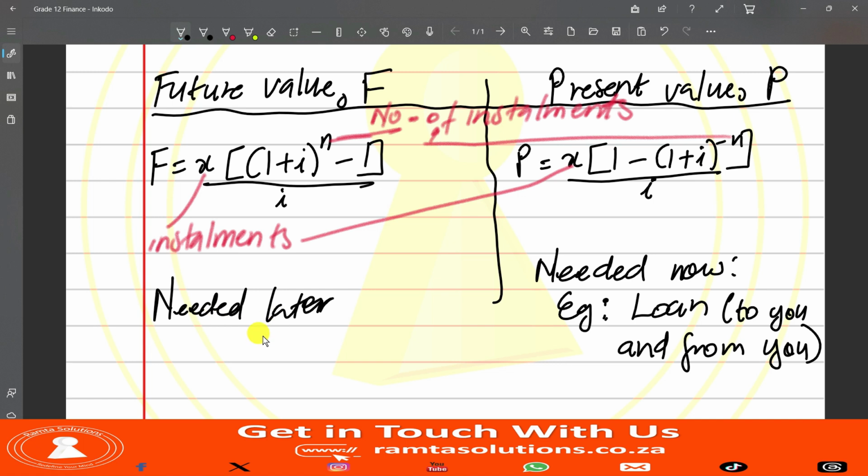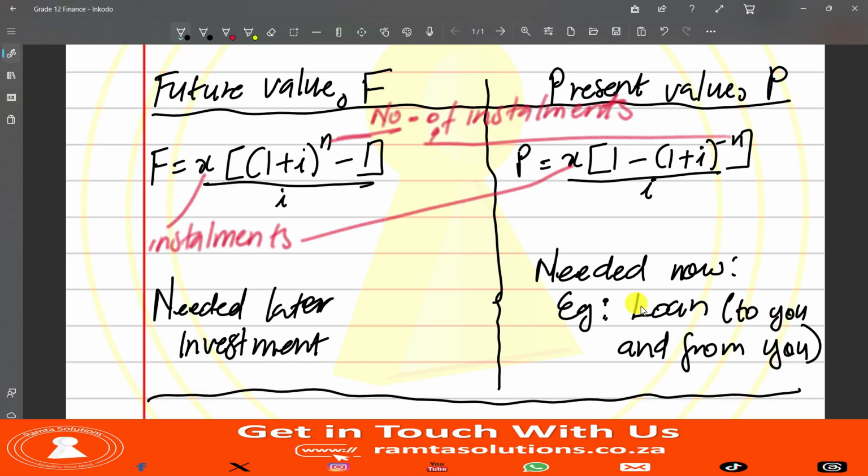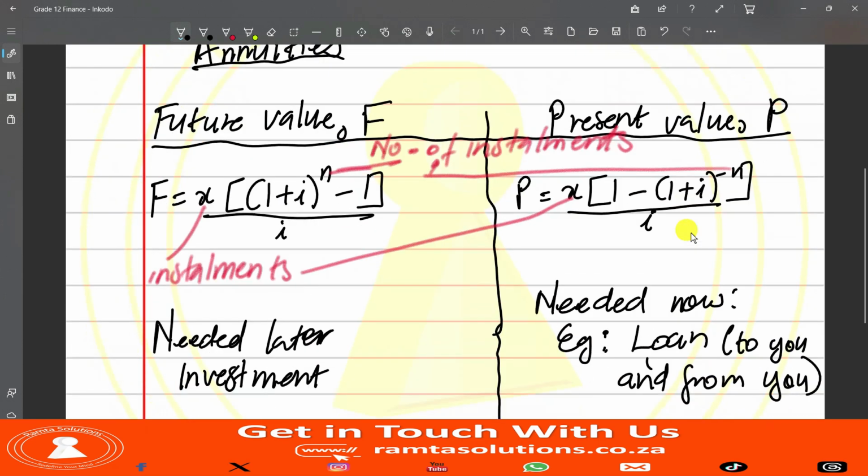Now this one here, the future value, is an investment. It's an investment that grows interest. Guys, if you can know this, you are good to go. I will expand more on this point of the loan to you and from you. Now let's talk about the n.